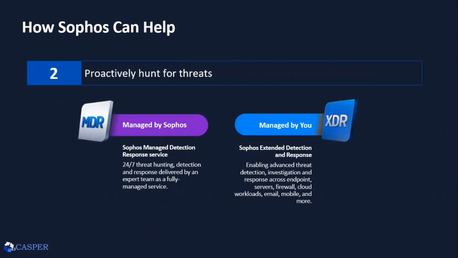Now we have the proactive hunting of threats. It's very important for us to be proactive. We don't need to wait for us to be attacked first before we start looking for a way out. So Sophos is giving us two solutions that can help us proactively on threats. And the first one is the MDR, managed detection and response.